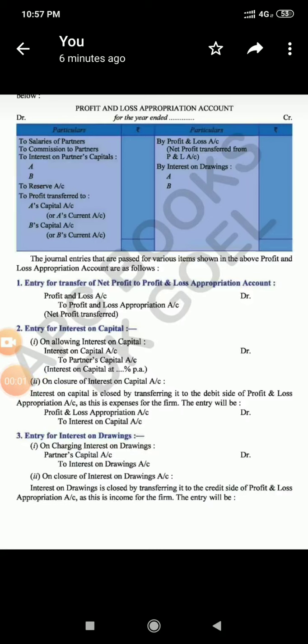Good morning students. Today we are going to start a new topic, profit and loss appropriation account: how to maintain this account and the entries related to it. Just see, this is the pro forma of the profit and loss account.